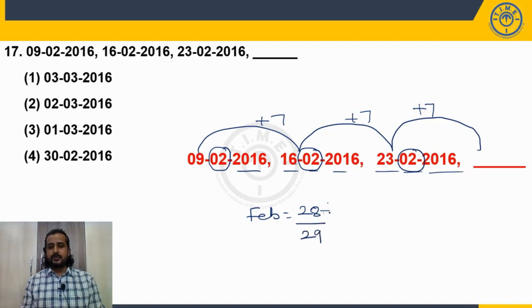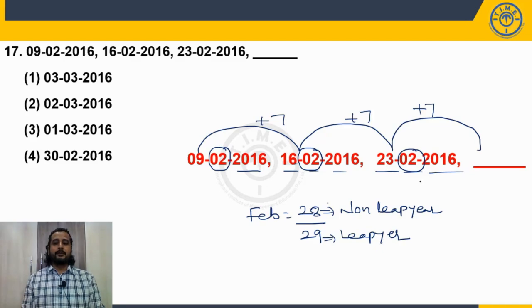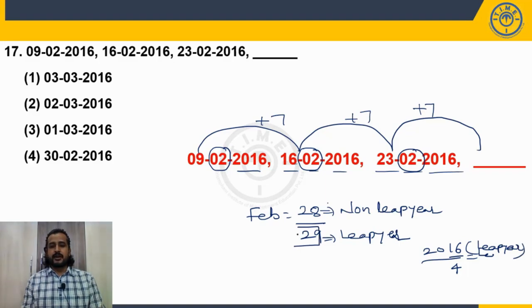When will it have 28 days? In a non-leap year. When will it have 29 days? In a leap year. So is 2016 a leap year or a non-leap year? It is a leap year. How can we say that? If the last two digits taken together are divisible by 4, then that year is called a leap year. So 2016 is divisible by 4, so it is a leap year. In a leap year, February consists of how many days?